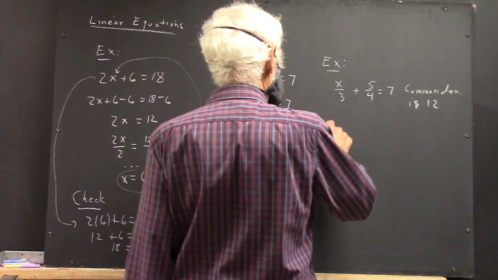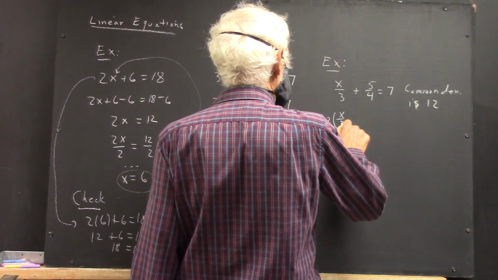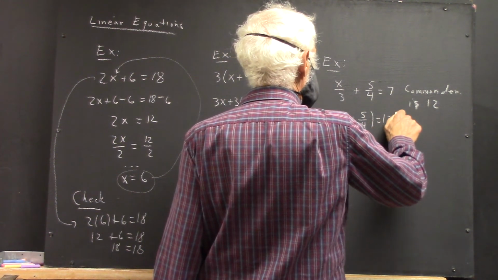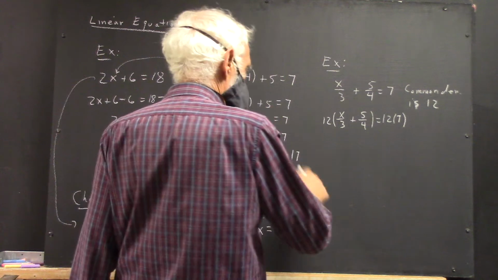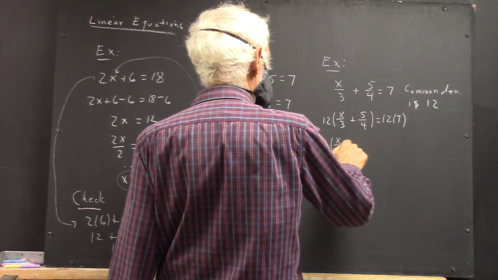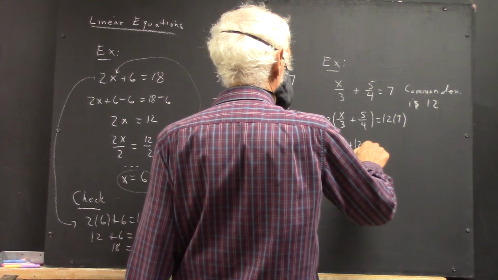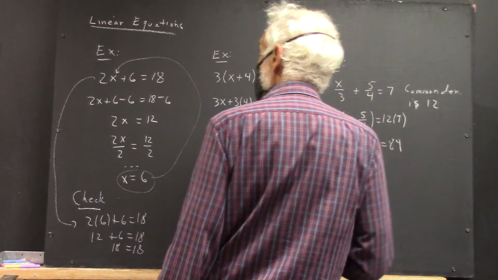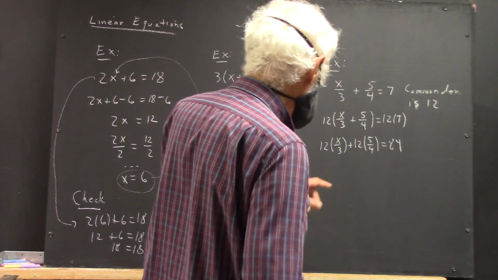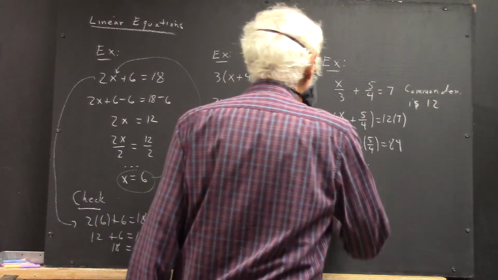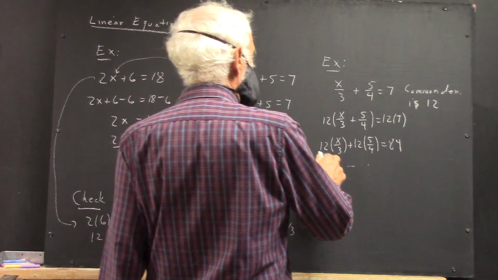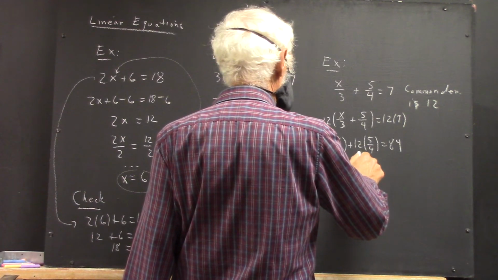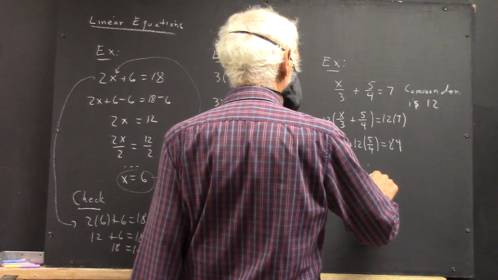So we can say that 12 times x over 3 plus 5 fourths equals 12 times 7. And that, of course, is 12 times x over 3 plus 12 times 5 over 4 equals 84. Well, we're a minute over time, so I'm not going to do all the details, but 12 times x over 3: 3 goes into 12 4 times, you get 4x. 4 goes into 12 3 times, so that's going to be 3 times 5.